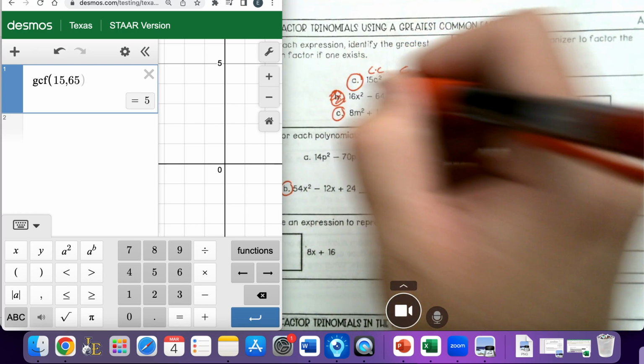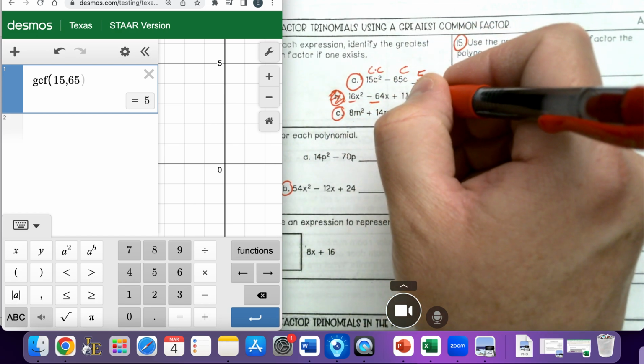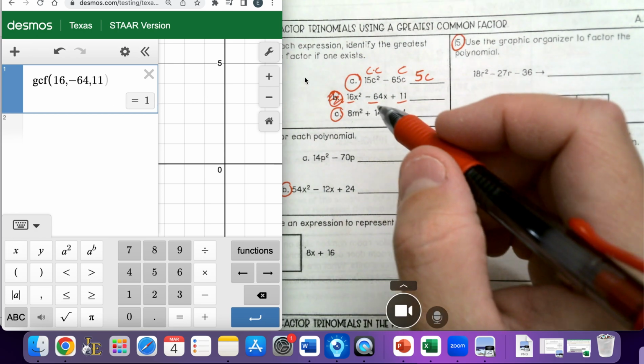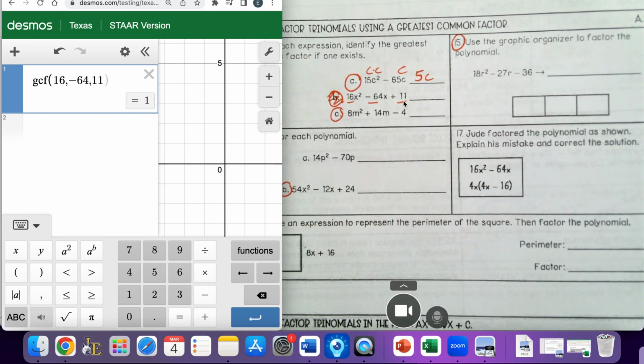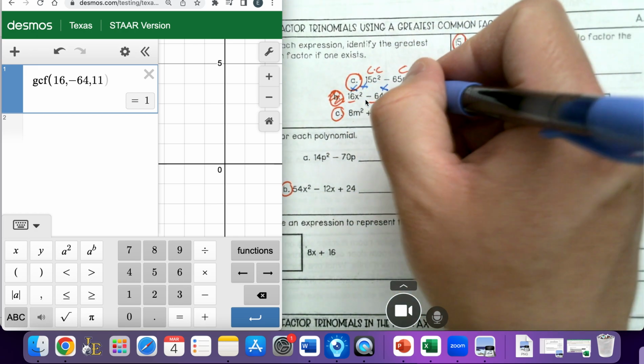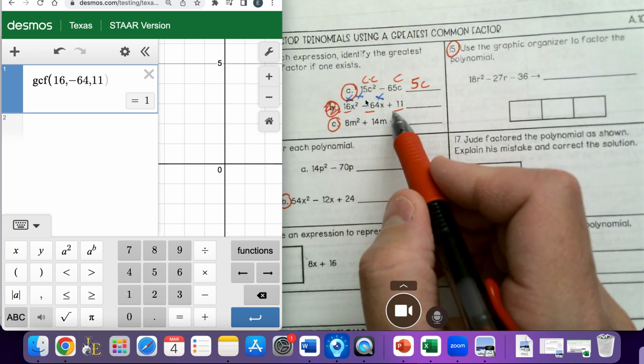I'll do B as well, might as well. So I'm going to type in 16, negative 64, and 11, and when you do the greatest common factor function, you can do all 3 of these. So the GCF, I've got 16, comma, negative 64, comma, 11, and it says there's no greatest common factor here. Because 1 doesn't count, because when I factor out a 1, the 16, negative 64, and plus 11 don't change. They stay the same. And if we look here, we've got 2 x's for the 16x squared. We've got 1 x on the negative 64x, and then there's no x here. So since all of them don't have an x, I can't factor out any variable here either.